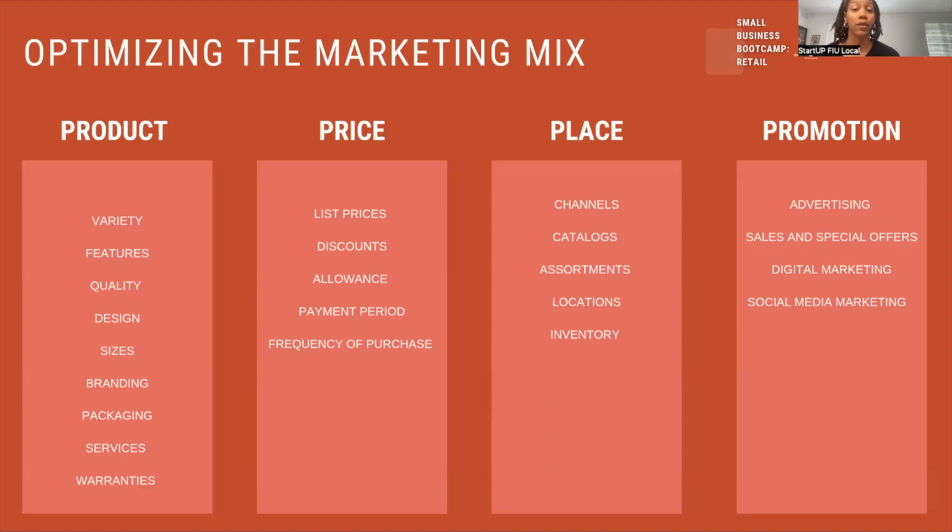Placement is talking about the channels. Are you selling on social media? Are you selling in e-commerce? Do you do brick and mortar or physical sales? Do you utilize catalogs? Is there an assortment of places where you can find it? Are you with a distributor? And how much inventory do you have? And then lastly is promotion: your advertising, your sales and special offers, your digital marketing, and your social media marketing.